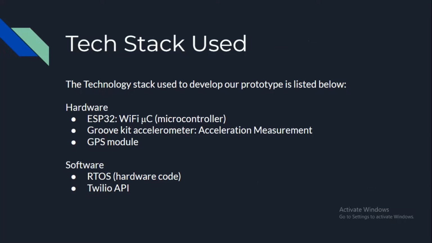That's the goal achieved. The tech stack we have used is the ESP32, the Wi-Fi microcontroller, and the accelerometer, which is the acceleration measurement unit, and software. In the software part, we are using RTOS, since it's necessary to read the acceleration data and the GPS data, and whenever an accident happens, we need to send the message at that instant. So it's very important to have a multitasking operating system. So we are using RTOS here, and the Twilio API.